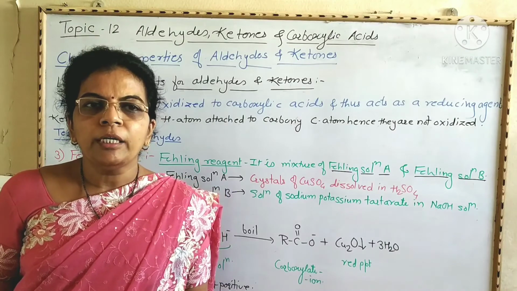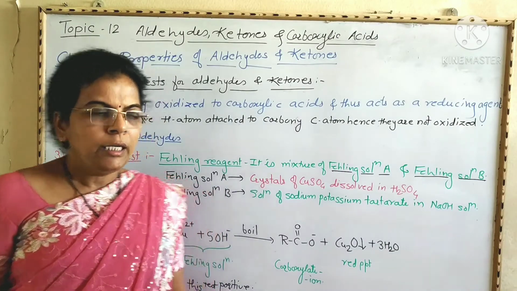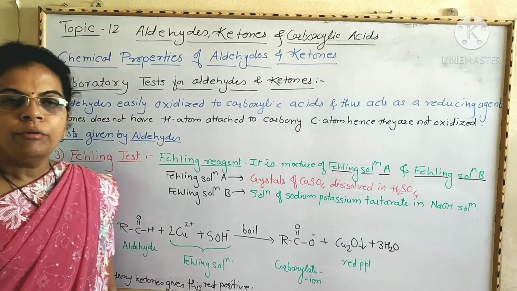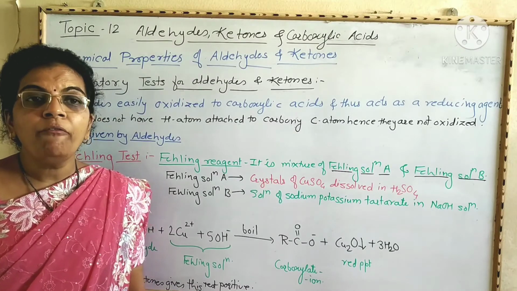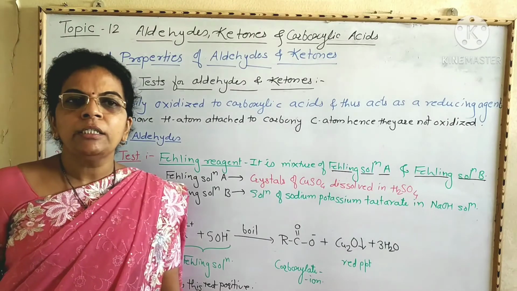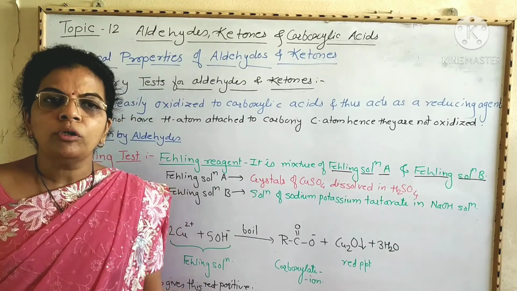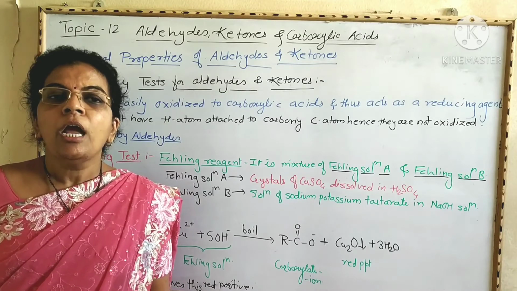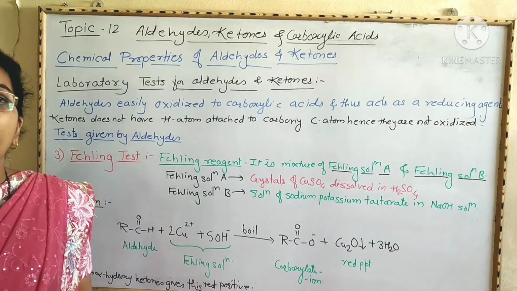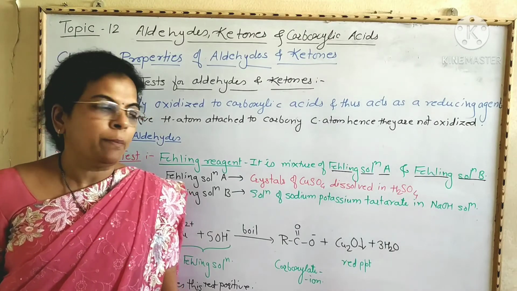The third laboratory test for aldehydes is Fehling's test. Now here, first we are going to see what is meant by Fehling's reagent. Fehling's reagent is a mixture or solution of Fehling solution A and Fehling solution B. First we are going to see what is meant by Fehling solution A.